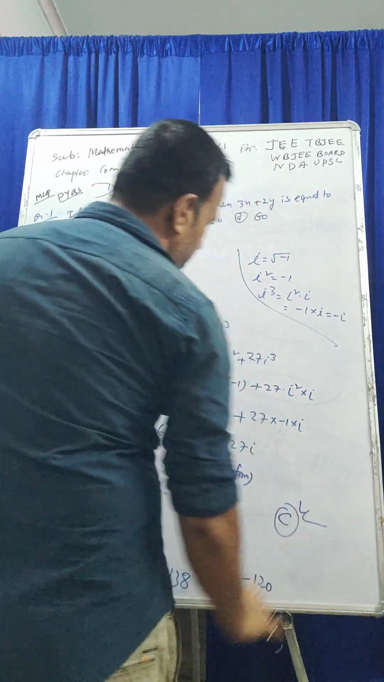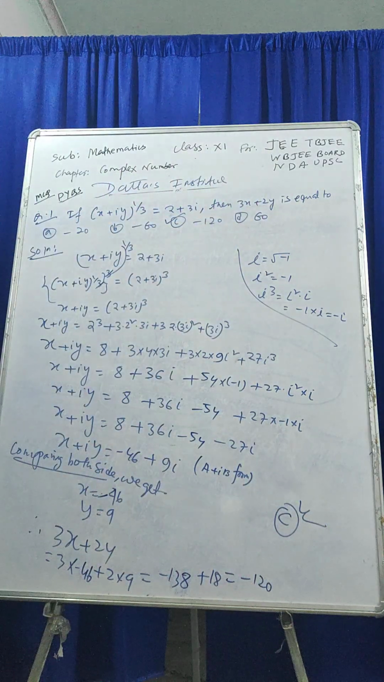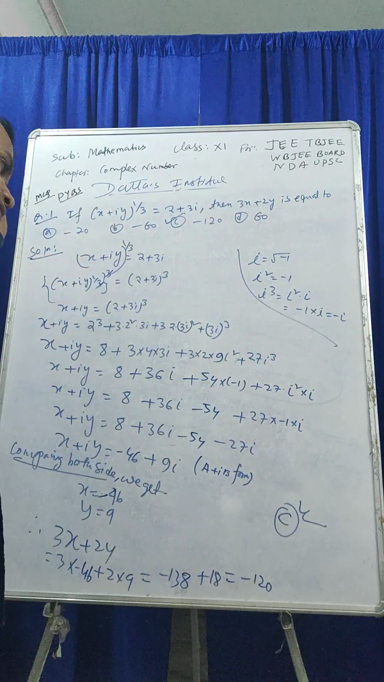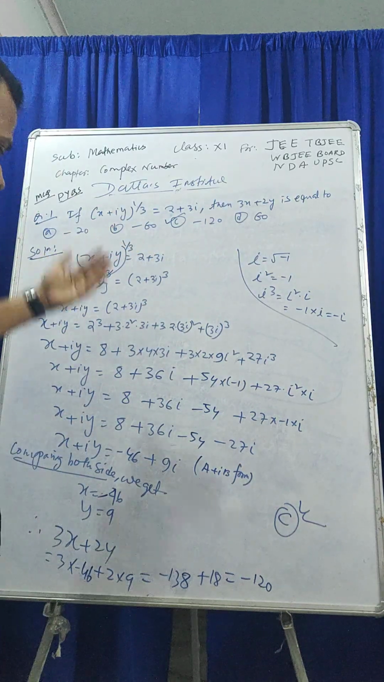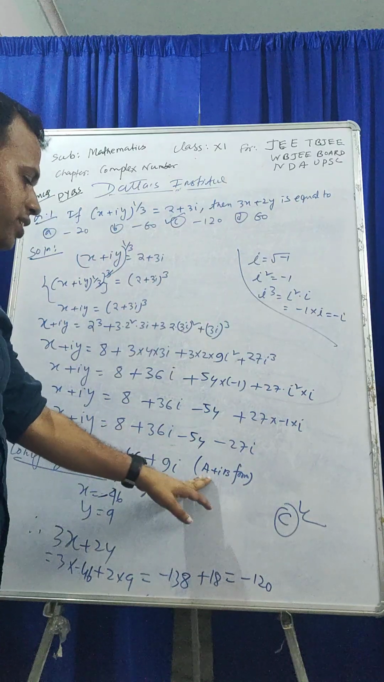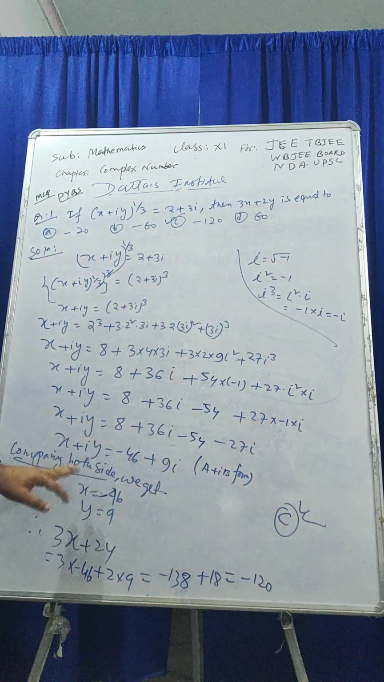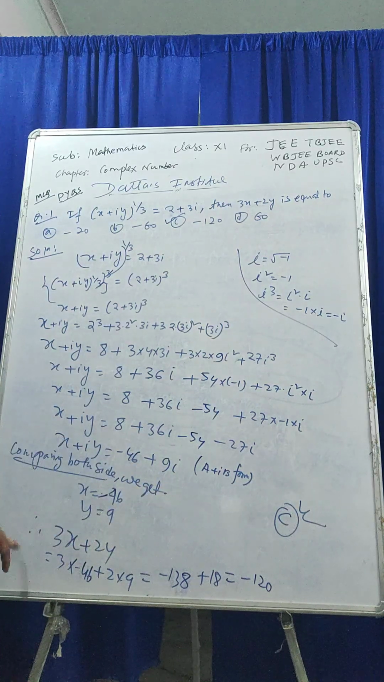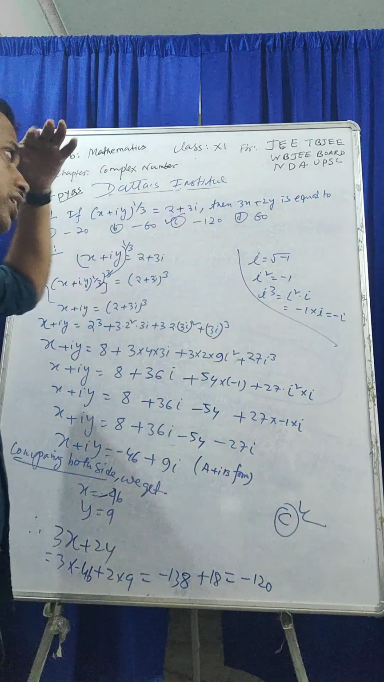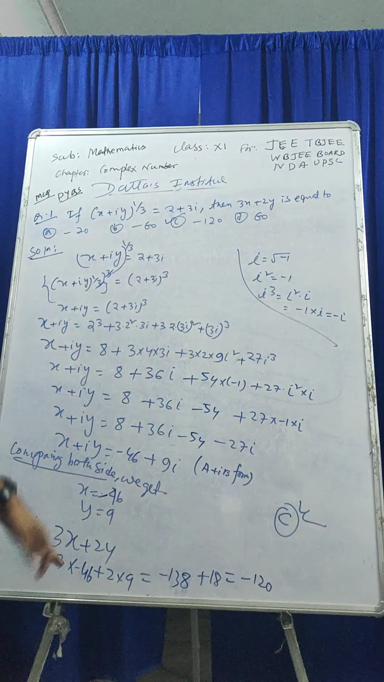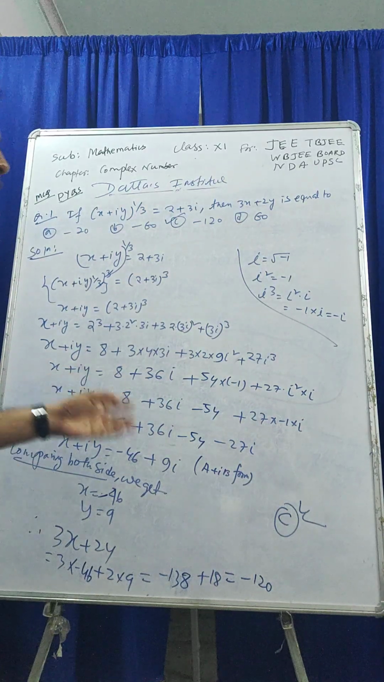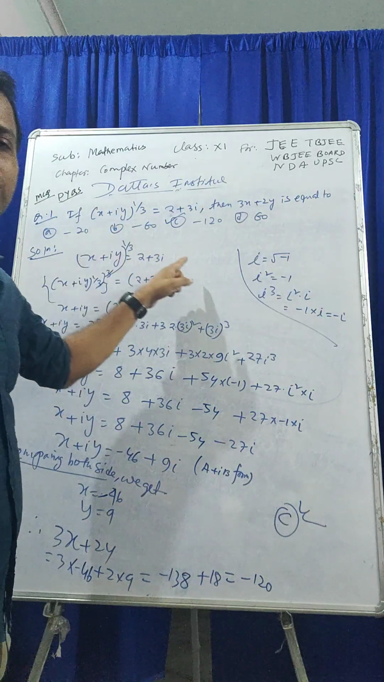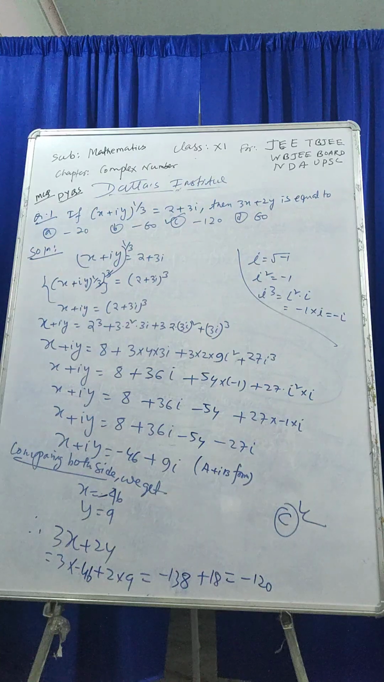Okay, minus 120. So let me explain again what I am doing. I just take this part and cube both sides. After simplifying, the right side becomes a plus ib form. If I compare both sides, then x will be minus 46 and y will be 9. So we have to find out the value of 3x plus 2y. That's why I write here, put the values and simplify. After simplification, what comes? Minus 120, and minus 120 is the answer. That is nothing but option C. So option C is the correct answer.